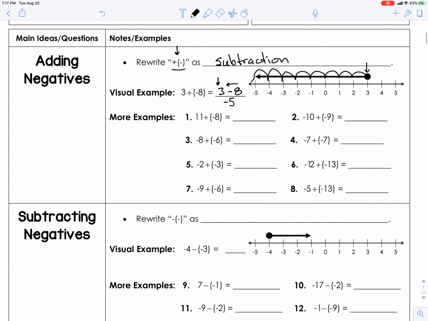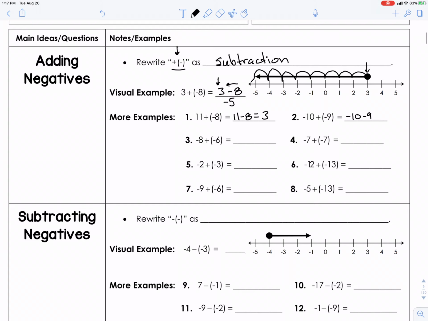So let's go ahead and do all of these this way. Well, not all. We're going to do a couple more. Let's look at number 1. 11 plus negative 8. That is 11 minus 8. Plus minus, you just rewrite it as subtraction. What's 11 minus 8? You should already know that one. 3. Okay? Negative 10 plus negative 9. Oh man, this is getting really complicated, but no, it's still just negative 10 minus 9.